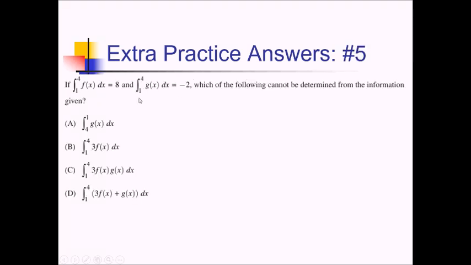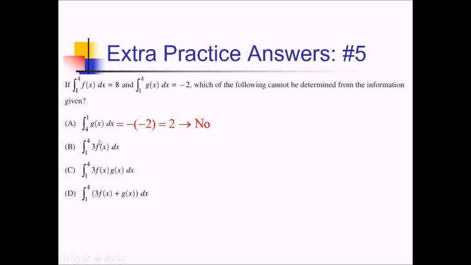For this problem, I'm given an integral from 1 to 4 of f of x and also for g of x and various values for those. We want to know which of the following cannot be determined from this information. So basically we're looking for an answer that we can't get with the information that we have. Let's look at these one at a time. For choice A, this is integral from 4 to 1 of g of x. Well, we have the integral from 1 to 4, so this is just the other integral with the opposite sign. So this is just negative 2, which is positive 2. Yes, we can determine this, so this is a no to it being the answer.